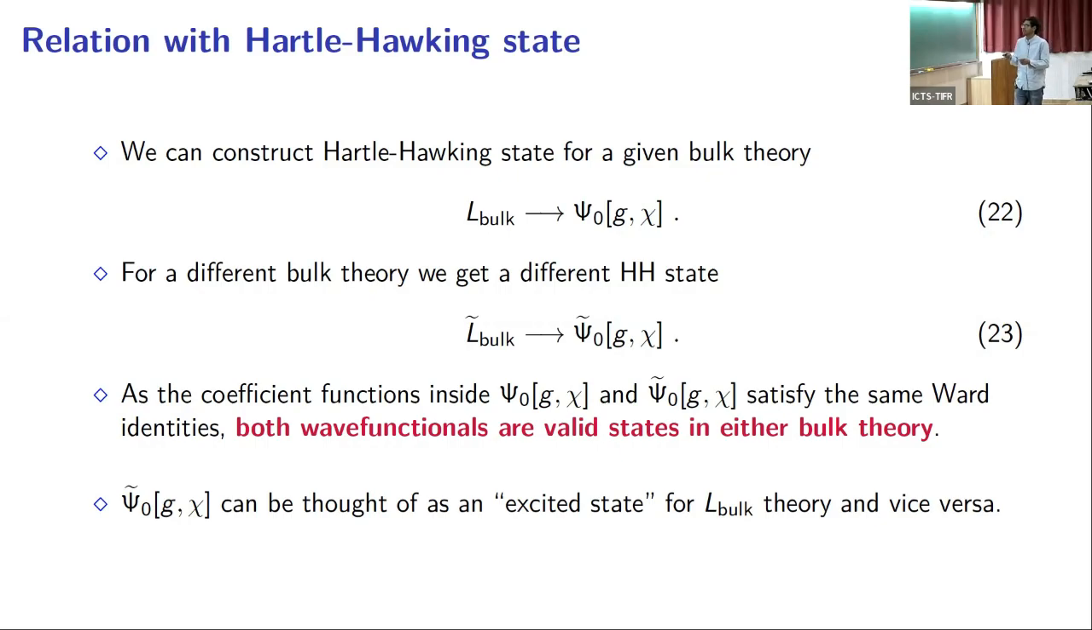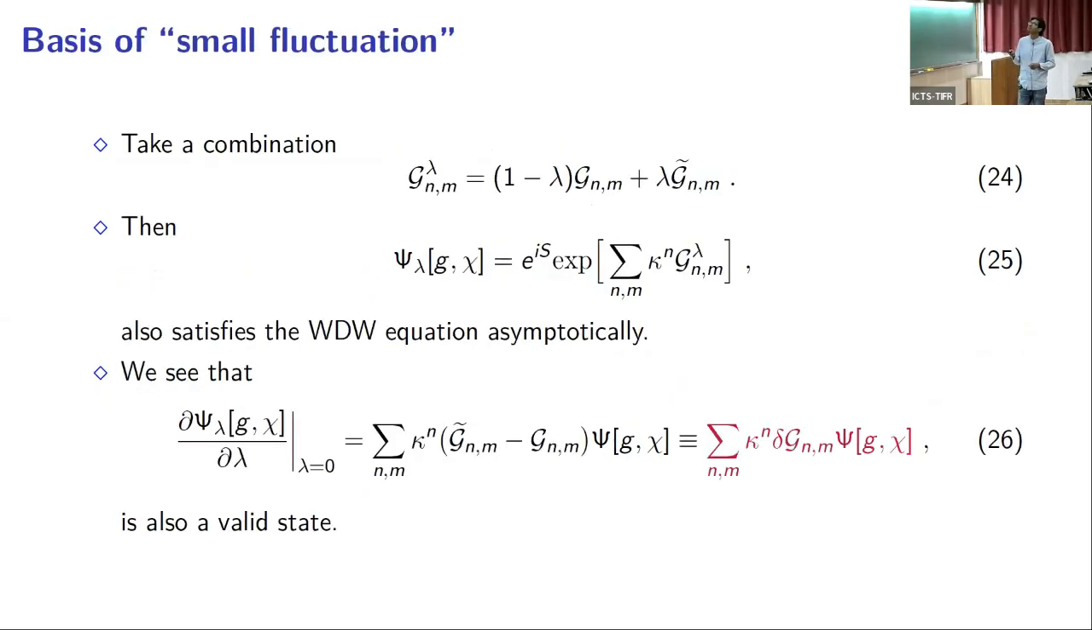So now we go to another basis, which is called the basis of small fluctuations. This is just a simple trick we use. If there is some curly G and some curly G tilde, then this particular combination also satisfies the Ward identities, and this particular combination is necessary to have the correct anomaly term.